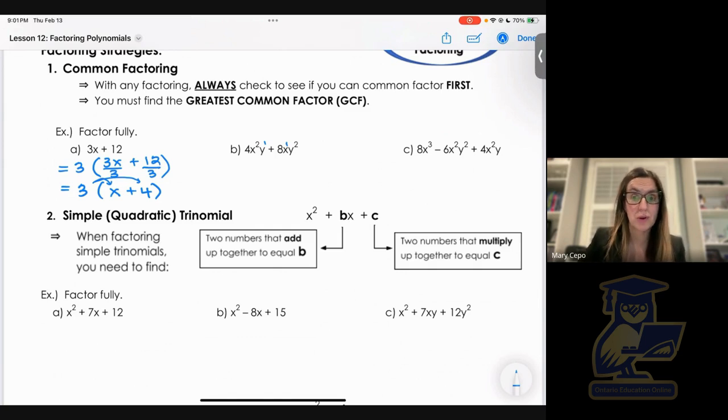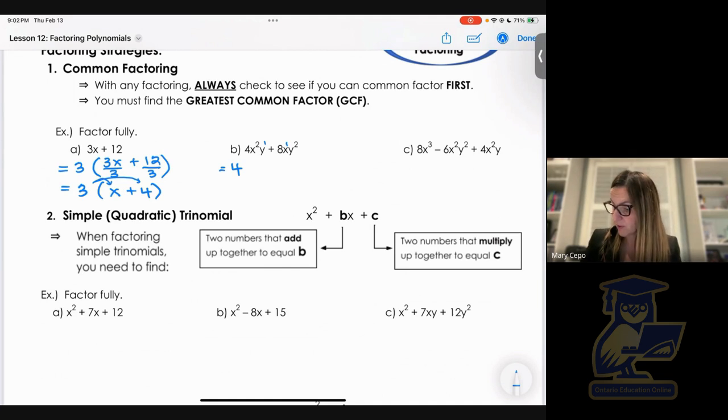So start with the numerical coefficients. What is the greatest number I can divide out of both 4 and 8? You might think it would be 2, but 2 is not the greatest. Yes, you can divide 4 and 8 by 2, but there's a larger number, which is 4. So you always have to decide on the greatest common factor. So 4 is common between both of those terms.